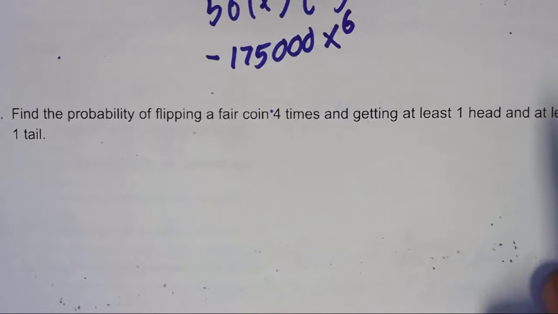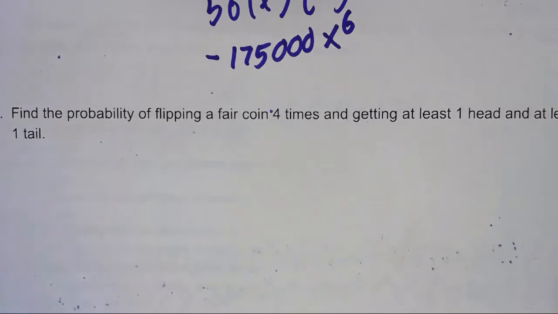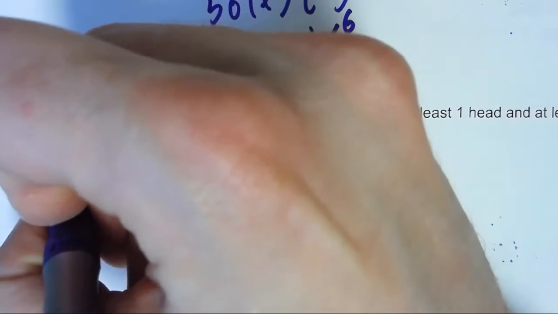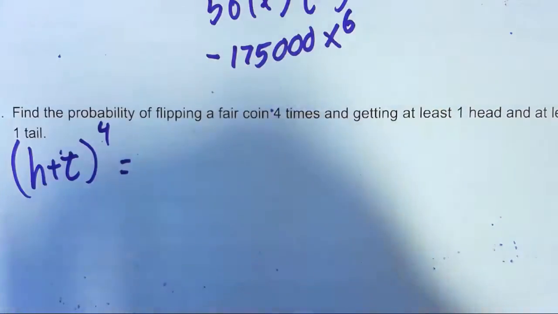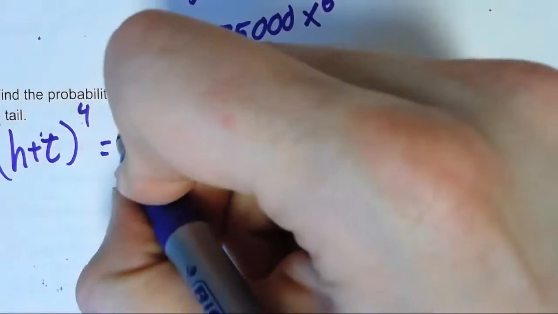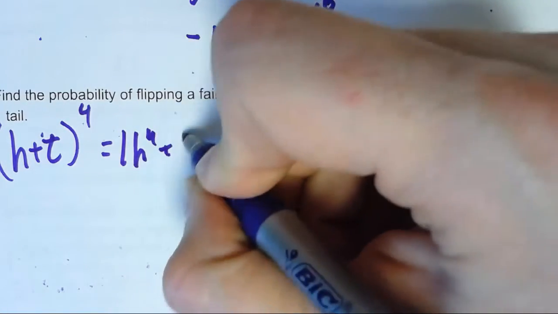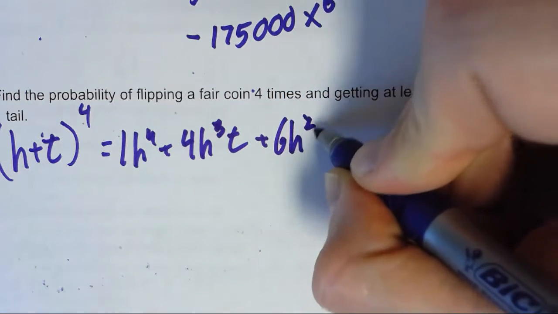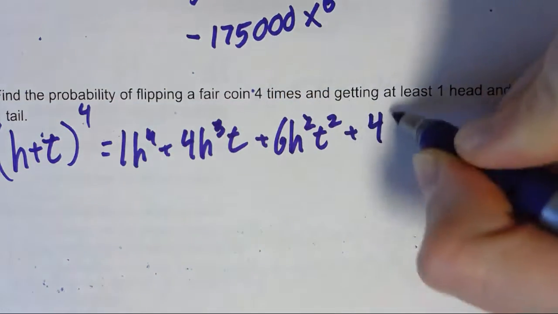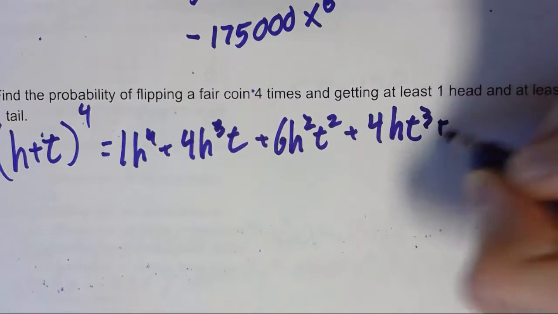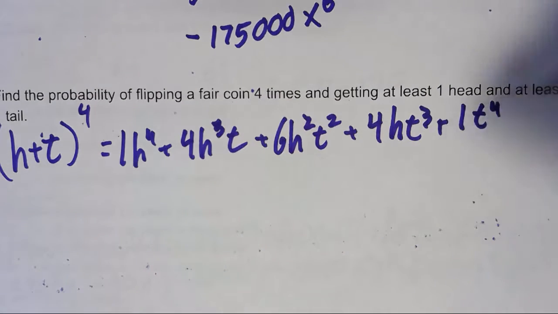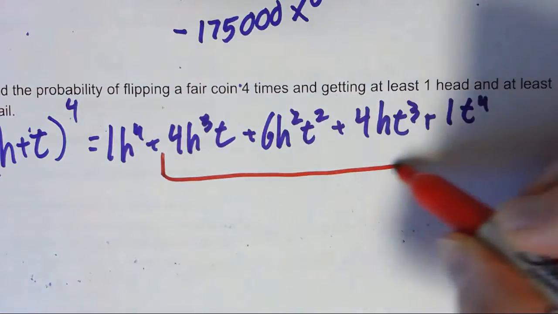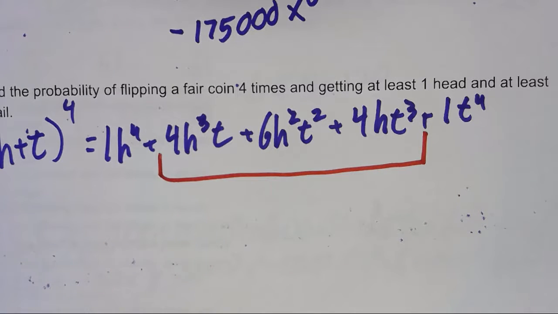Number 6. Here we want to find the probability of flipping a fair coin 4 times and getting at least one head and at least one tail. So we have two options, heads plus tails to the 4th power. If we expand this binomial, there's 1 way to get 4 heads, 4 ways to get 3 heads and a tail, 6 ways to get 2 heads and 2 tails, 4 ways to get 1 head and 3 tails, and 1 way to get 4 tails. Now we are interested in getting at least 1 head and at least 1 tail. So we're concerning ourselves with these 3 middle terms.